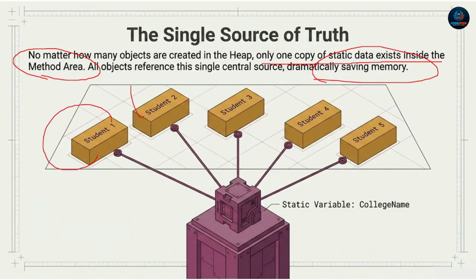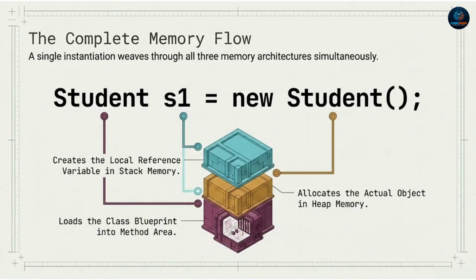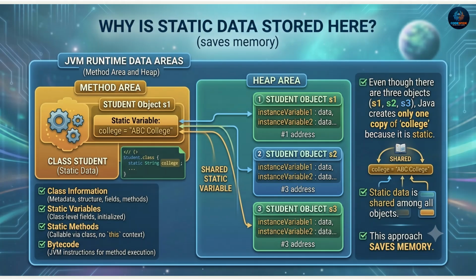Like if we create student1, student2, student3, student4, student5, even if we create multiple objects, only one copy of static data exists inside the method area. Why is static data stored here, what's the reason? Imagine we write Student s1 equals new Student, and again Student s2 equals new Student, and again Student s3 equals new Student. Even though there are three objects, Java creates only one copy of the static variable, that's college, because it is static. This saves memory.